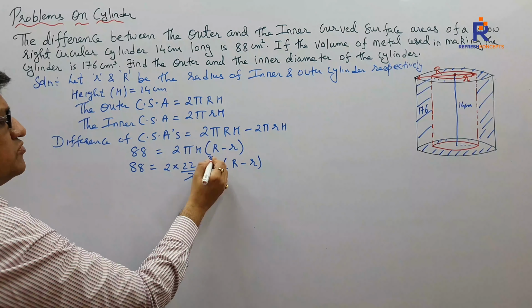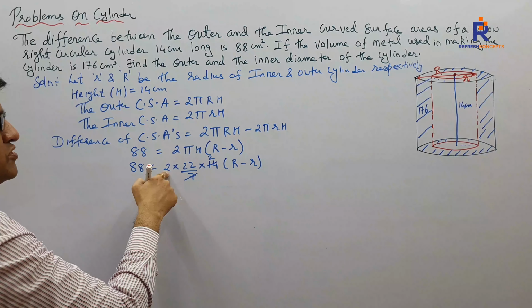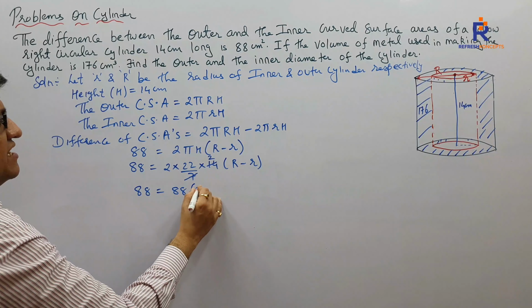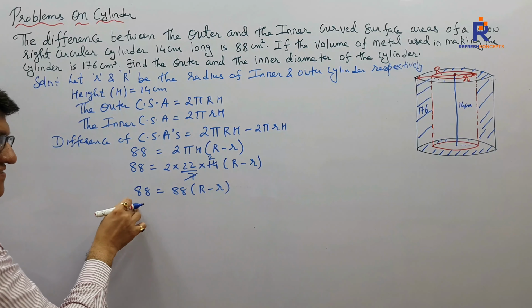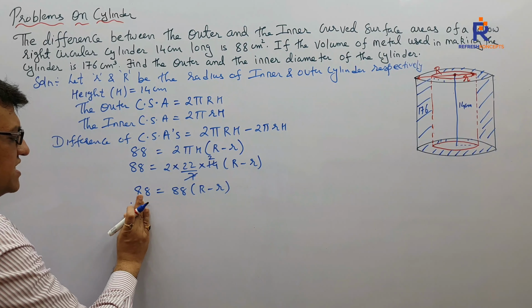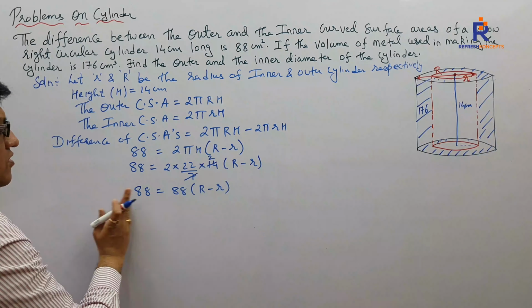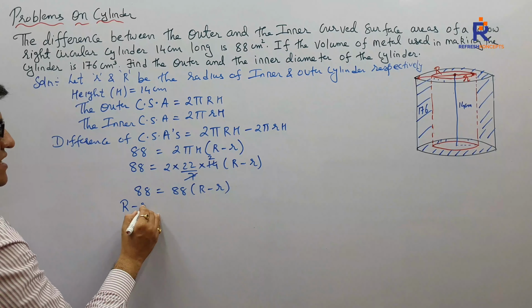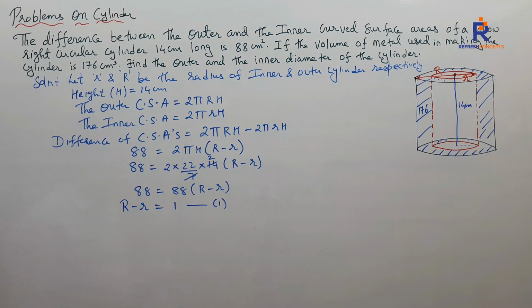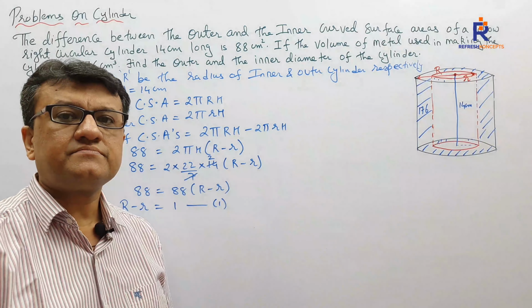7 ones are 7, 7 twos are 14, 22 twos are 44, 2 fours are 88. So 88 is equal to 88 into R minus r. On dividing by 88, I shall get capital R minus small r equals 1. Equation number 1. I repeat, what did I do? Divided by 88. Any problem?